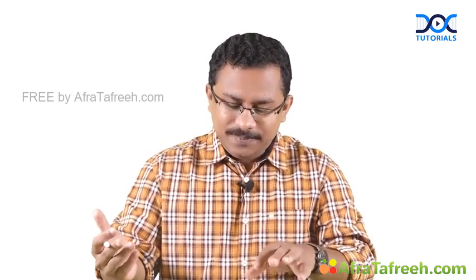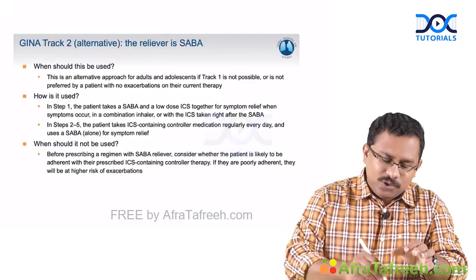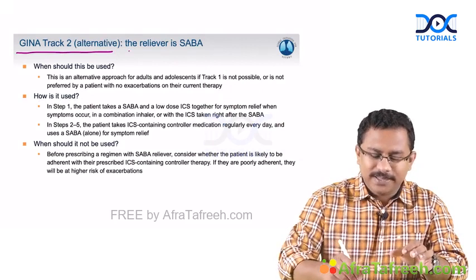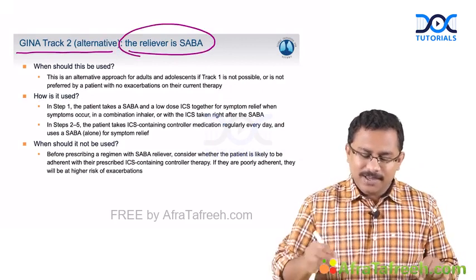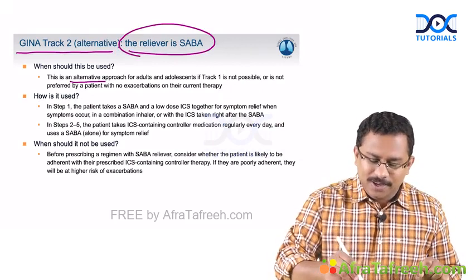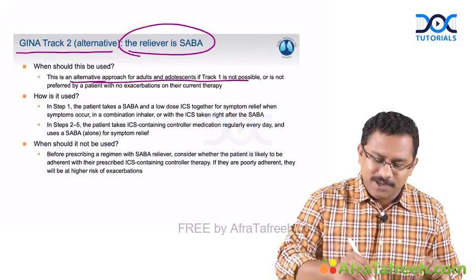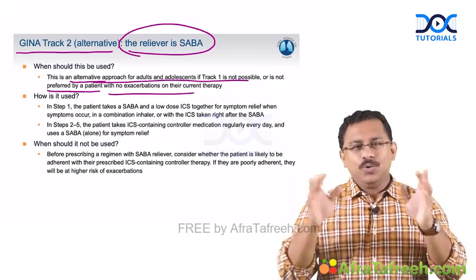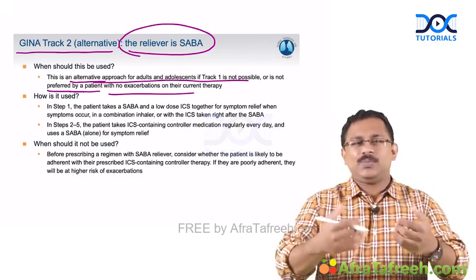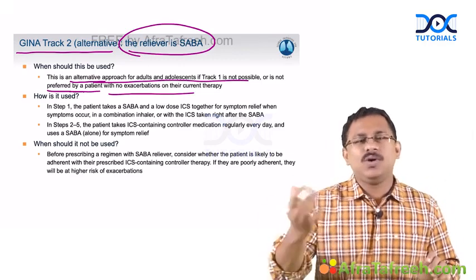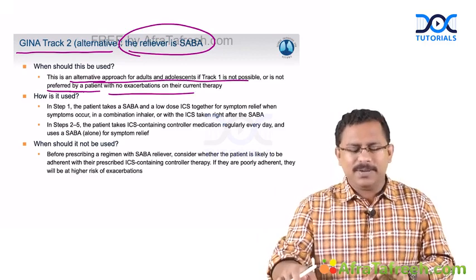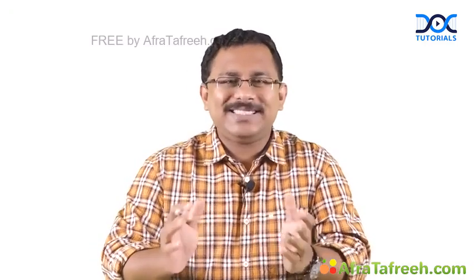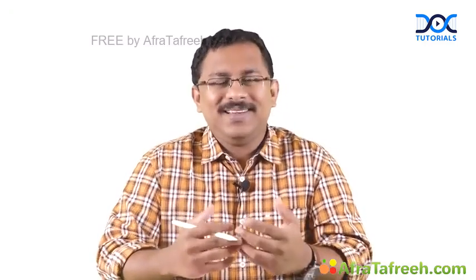Now GINA track 2 is the alternative, where the reliever is SABA. So where track 1 is not possible, or it is not preferred by the patient, and who is having no exacerbations with track 2, is already on track 2 by some doctor, you do not want to change it, because in medicine the basic principle is do no harm. If somebody is very controlled on some medication, I think you better stick to that.